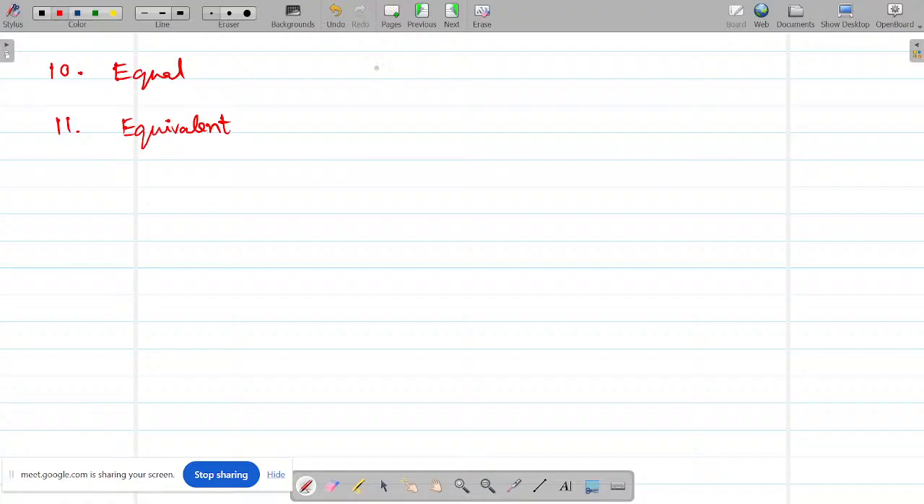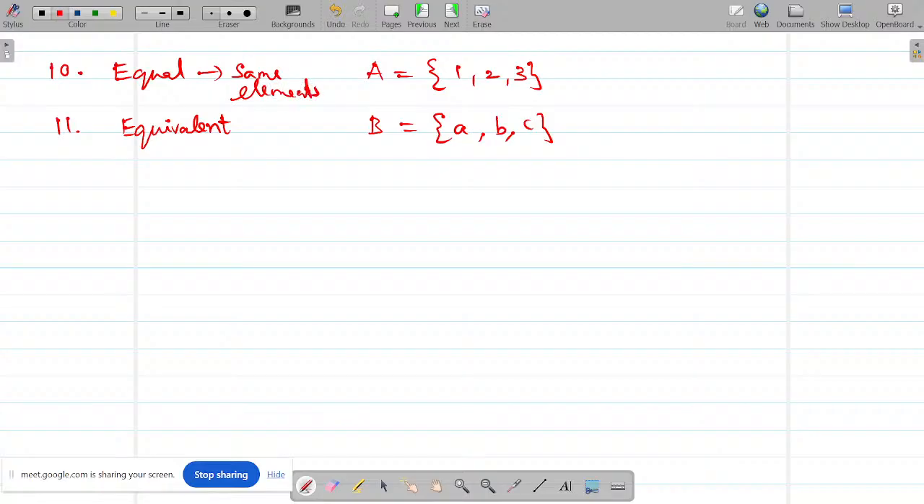Let me go for an example. A, let me have 1, 2, and 3. B, let me have a, b, and c. Are A and B equal? No, they are not equal. So what do you mean by equal set? It needs to have the same elements. So what do you mean by equal sets? You need to have the same elements.